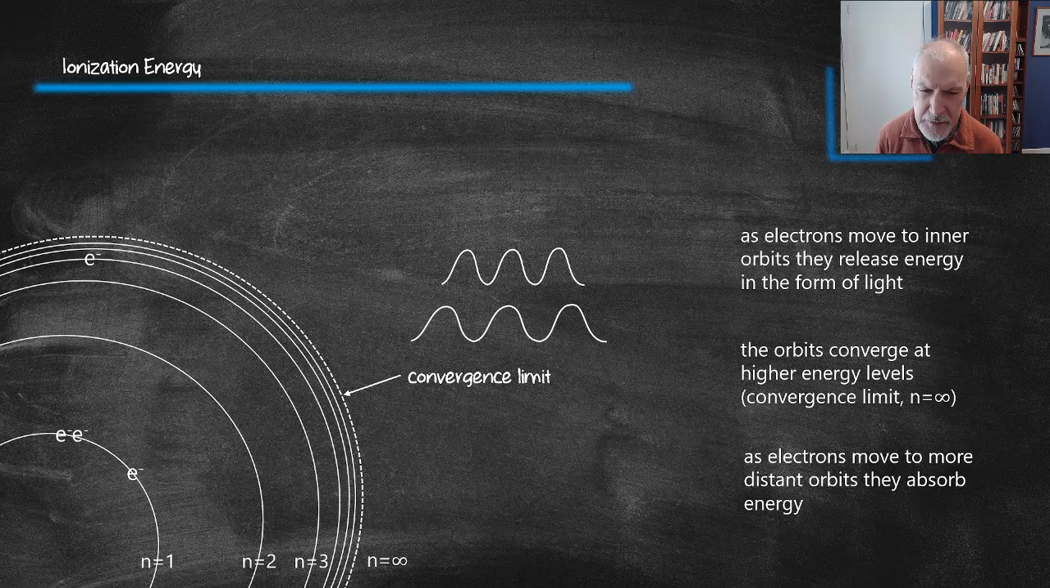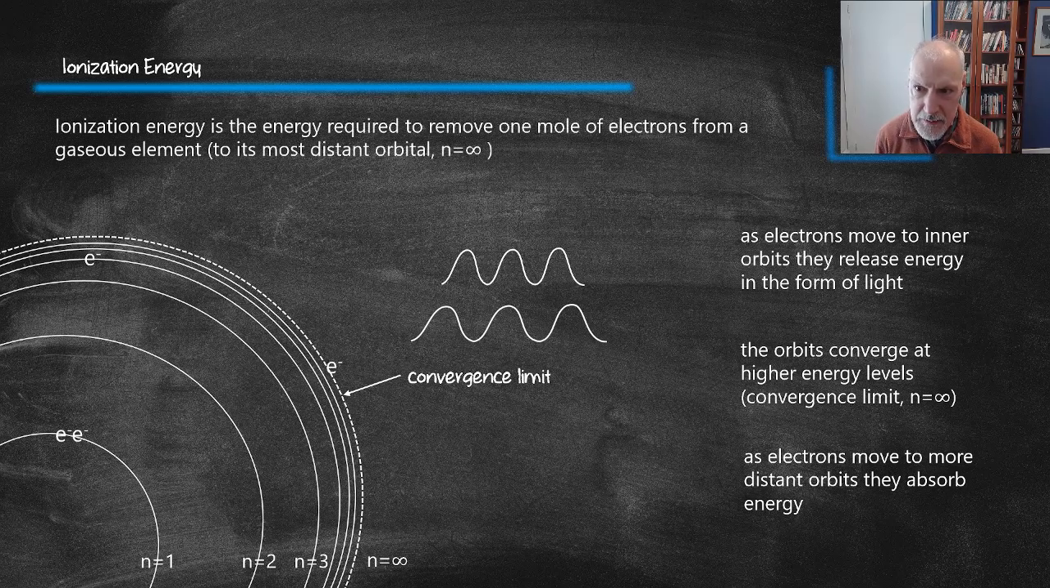Finally, as electrons move to more distant orbits, they absorb energy. Here I'm showing the transition that would happen when we ionize the element hydrogen, taking its electron from its first orbit out to its convergence limit. Ionization energy is the energy required to remove 1 mole of electrons from a gaseous element. So essentially we're taking the electrons out to the convergence limit. In the case of hydrogen, the equation would look something like this.